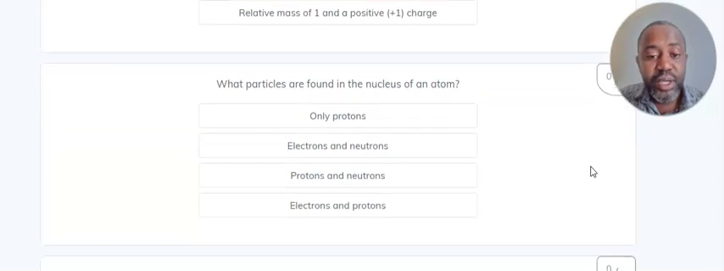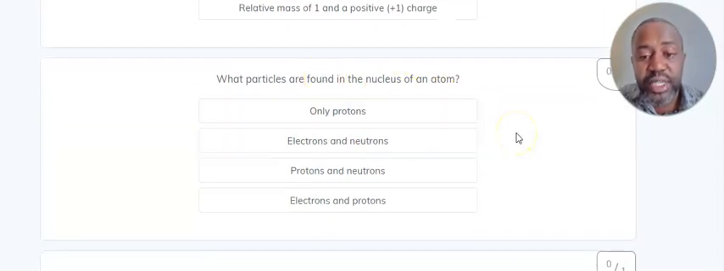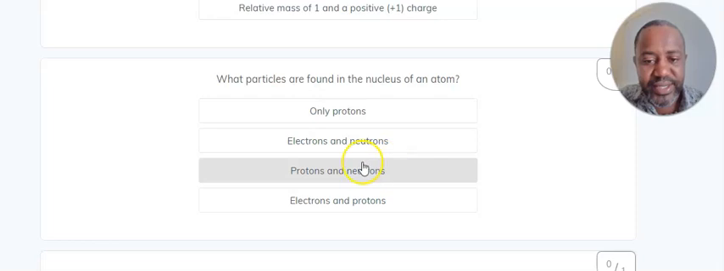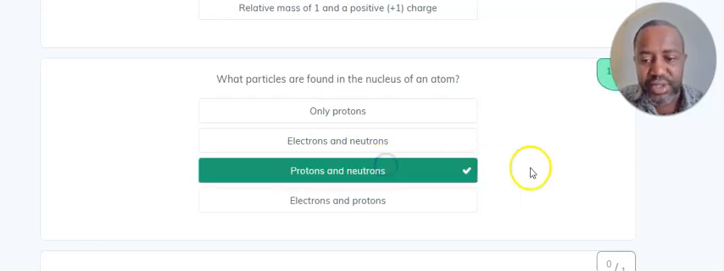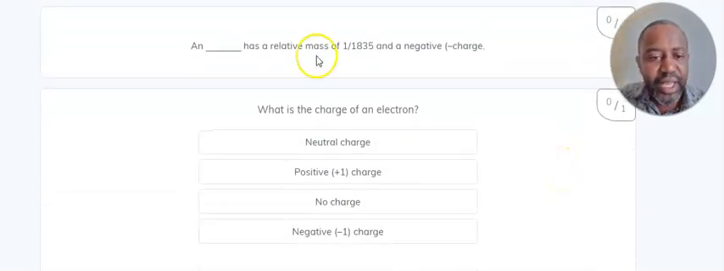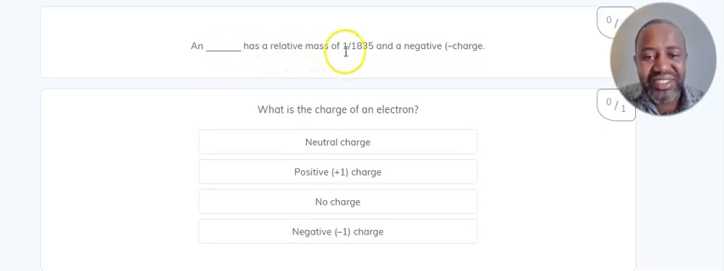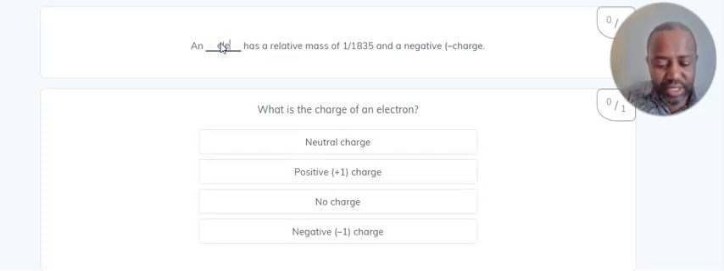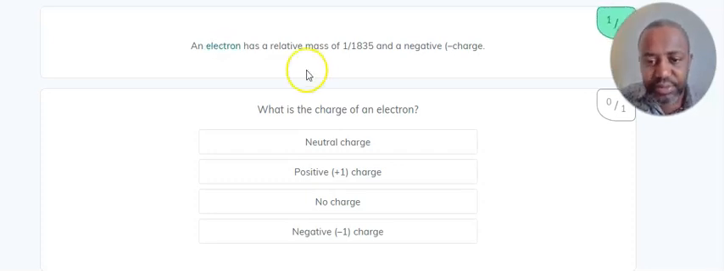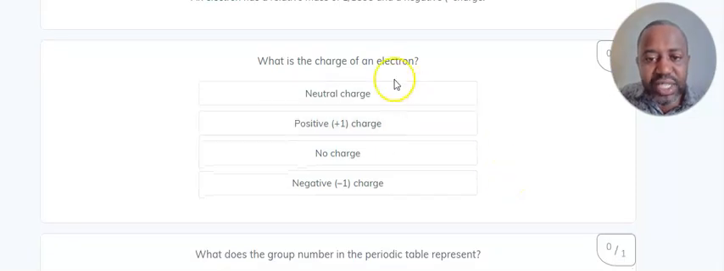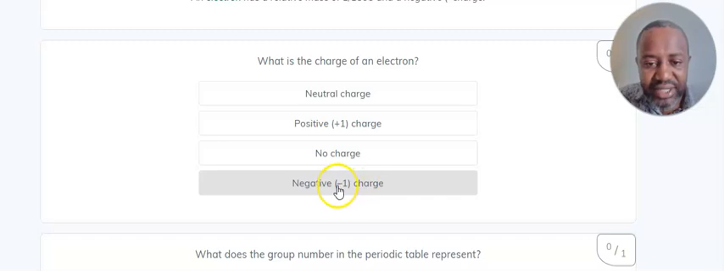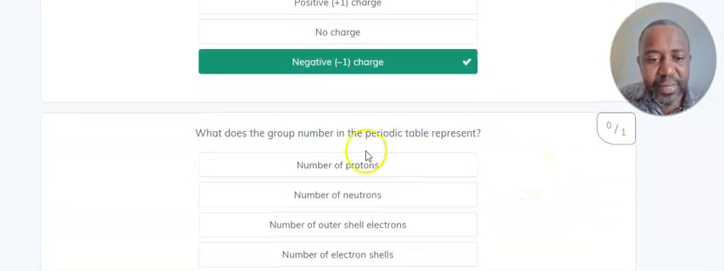Correct. What particles are found in the nucleus of an atom? In the nucleus, protons and neutrons. So it's very simple. A dash has a relative mass of that and a negative charge. It's just a repetition. Of course, it's an electron. What is the charge of an electron? Electron, negative charge. I go with that one.